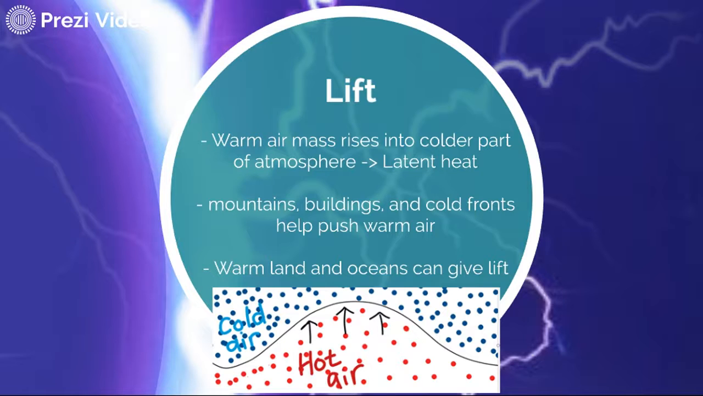The warm land and ocean can also give this lift, right? So if the land is warmer, absorbing that sun's energy, along with the oceans absorbing that sun's energy, this also gives off into the air molecules around it. And because of this, the air mass is going to begin to rise because of that density difference.